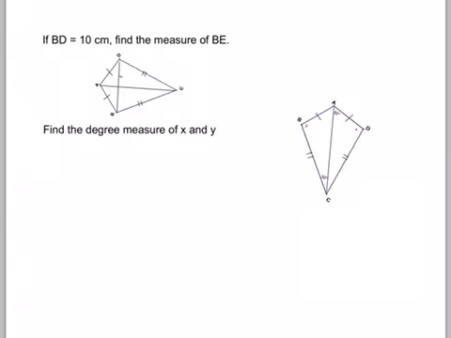If BD is 10 centimeters, find the measure of BE. So if that entire segment is 10, remember that these guys are bisected, so that means that has to be 5 centimeters.